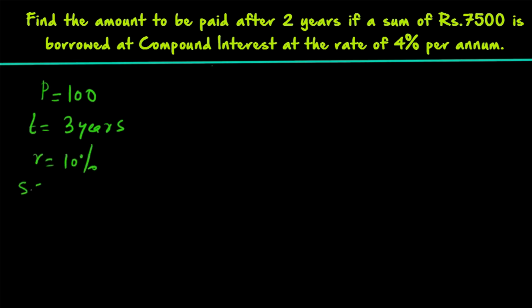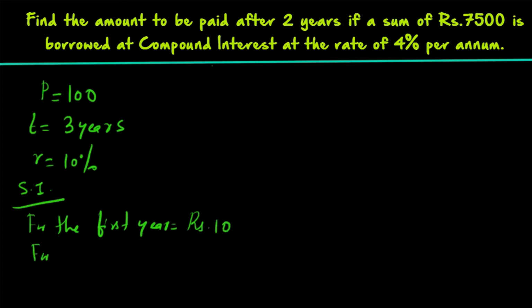In the case of simple interest, for the first year, the interest will be equal to rupees 10. Simple interest is equal to PTR by 100. We are trying to find out the simple interest for the first year, so it will be 100 into 10 into 1 divided by 100. So we will be getting it as rupees 10.